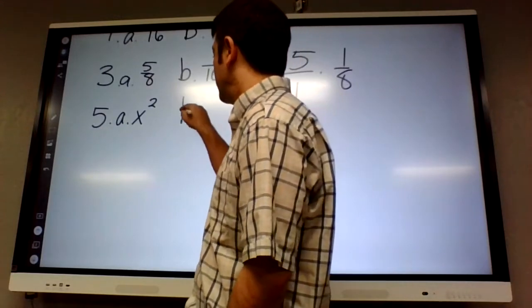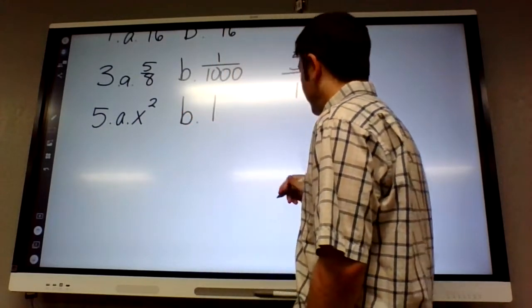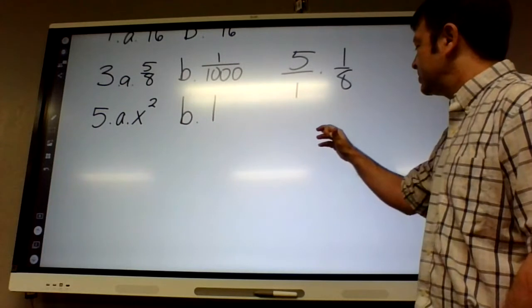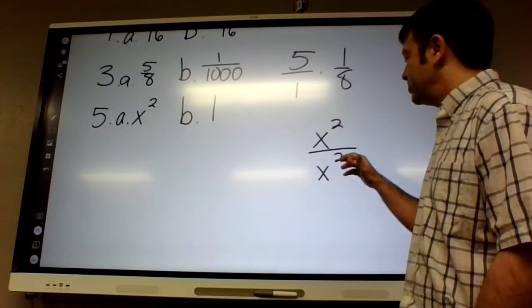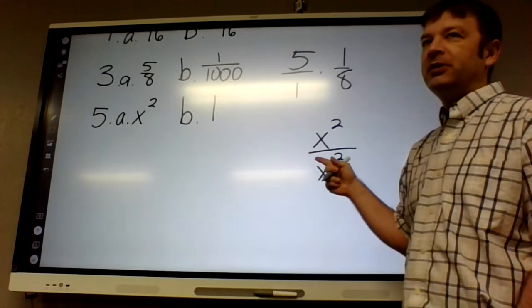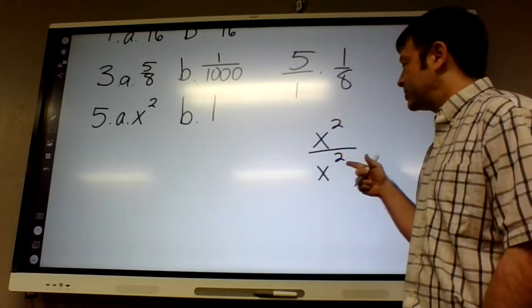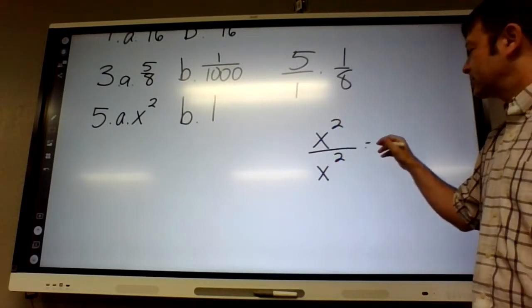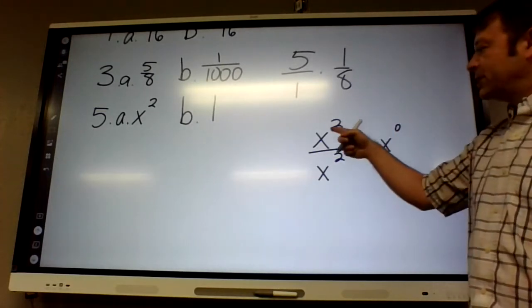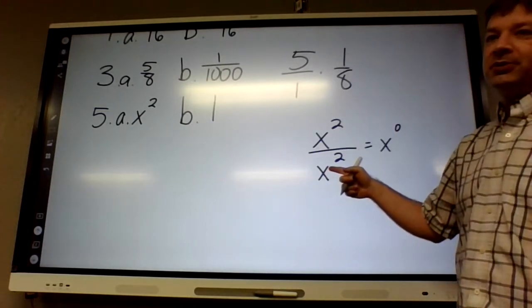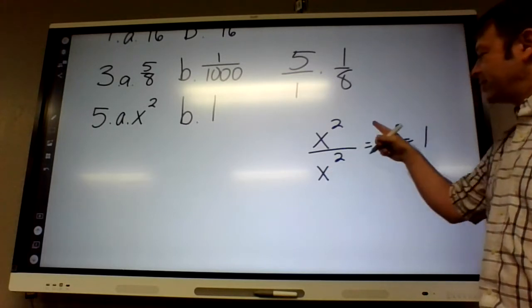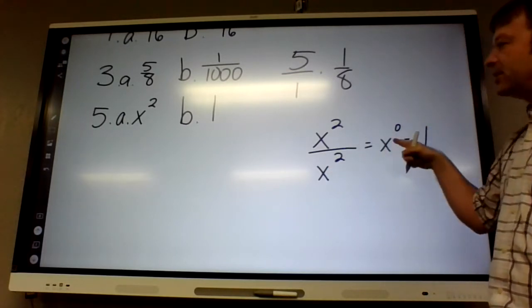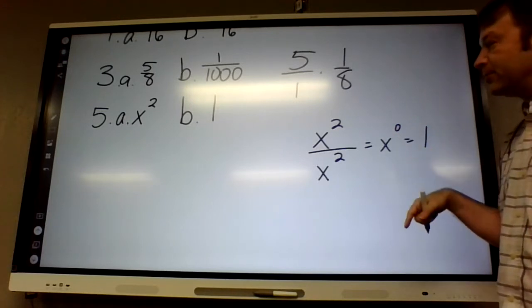No. 1. Okay, the reason it's 1, do you guys remember, I didn't mention this one yet. What do you do when you're dividing the same base? What do you do with the exponents? Subtract. And what's anything divided by itself always equal to? 1. So that's kind of where anything to the 0 equals 1 comes from.